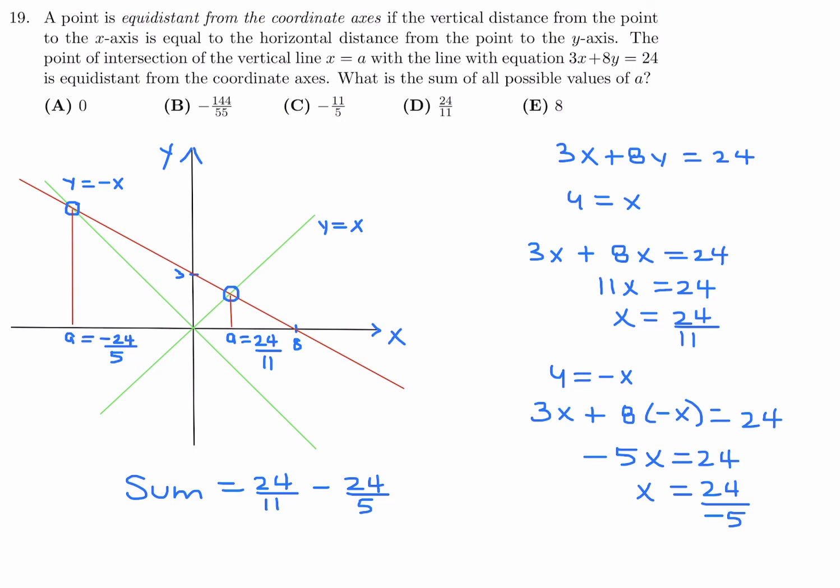And let's get a common denominator. Let's see here, 5 and 5, 11 and 11. So that is 120 minus 264 over 55, and that is minus 144 over 55. And that's it. So 19, the answer is B.